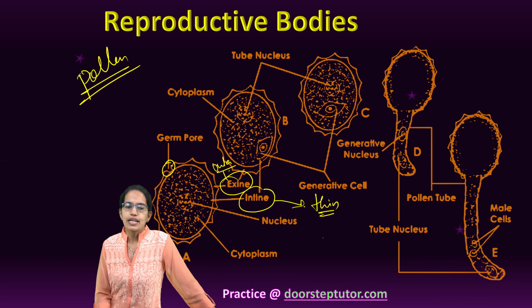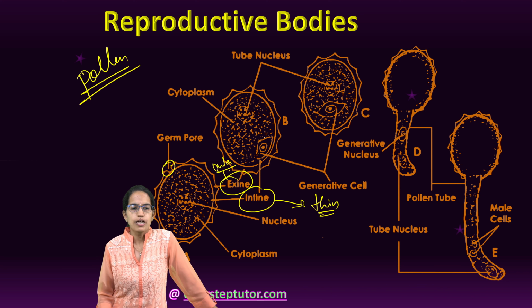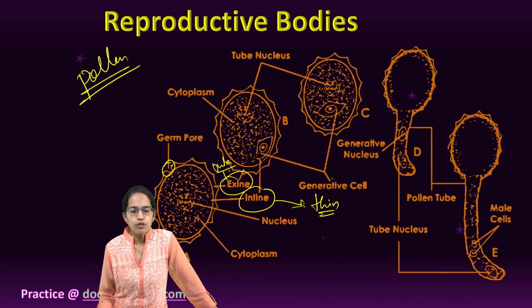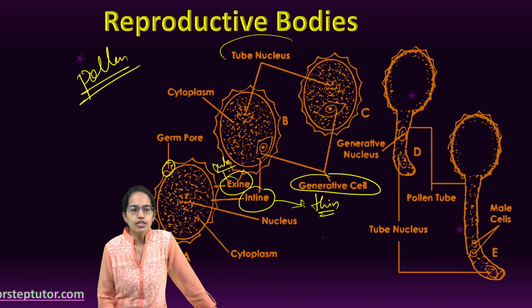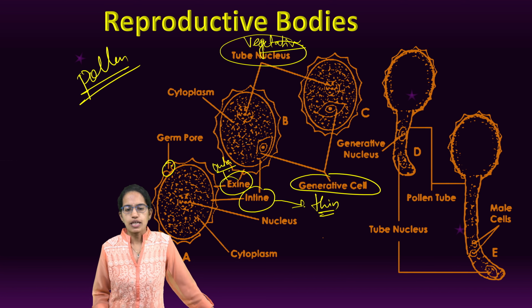Within the intine lies the cytoplasm. In the cytoplasm, two cells are present. They are called the generative cell and the tube cell. Tube cell is also known as the vegetative cell. So the tube cell and the generative cell are present within the cytoplasm.